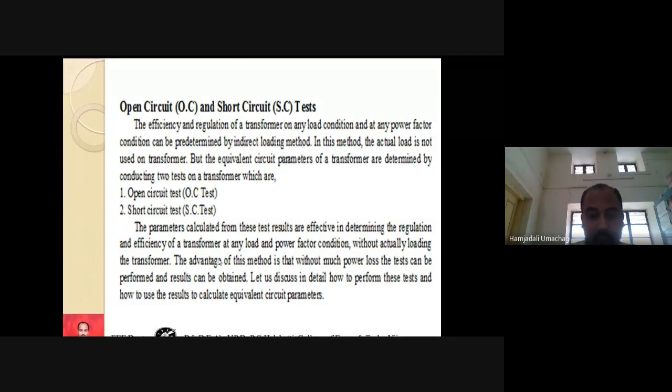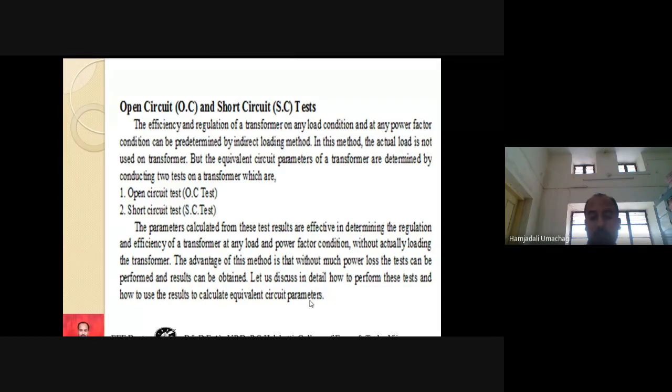Okay, the advantage of this method is that without much power loss, the test can be performed and results can be obtained. Yes or no? Since we are not connecting any actual load here, if load is absent, then power consumption will be less. So just by a small amount of power, I can conduct the test on the transformer.